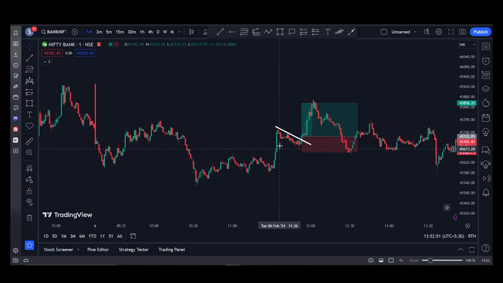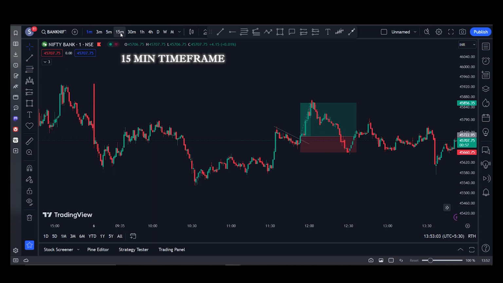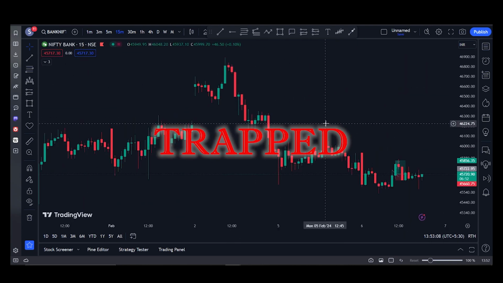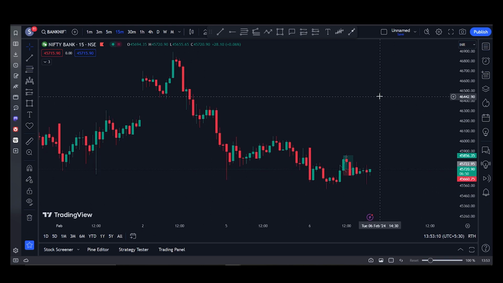You might think this is just a simple bullish flag pattern breakout and I placed an entry, but believe me, traders, there is a lot of complexity involved in this trade. So let's jump into the 15 minutes time frame, where we are going to see how the market trapped many of the retail sellers. So this is the 15 minutes chart.